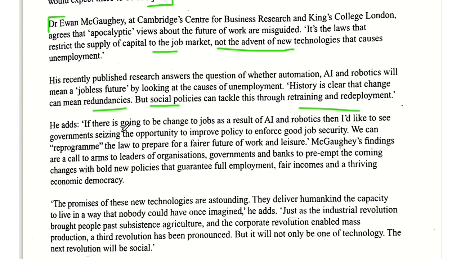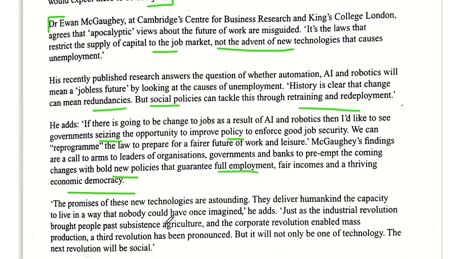He adds, if there is going to be change to jobs as a result of AI and robotics, then I would like to see governments seizing the opportunity to improve policy to enforce good job security. We can reprogram the law to prepare for a fair future of work and leisure. Ivan's findings are a call to arms to leaders of organizations and governments and plans to preempt the coming changes with bold new policies that guarantee full employment, fair incomes, and thriving economic democracy.